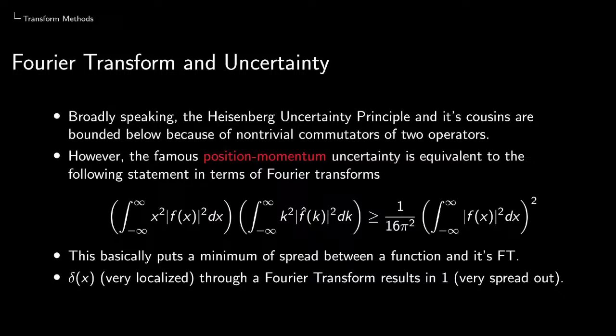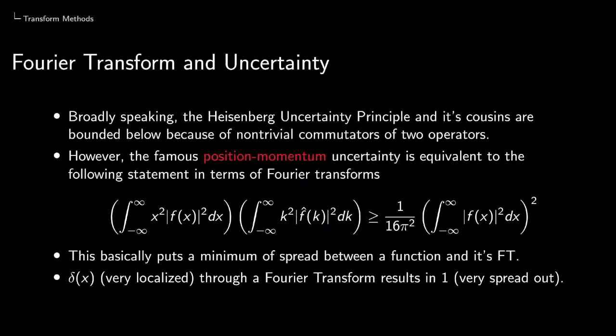This is certainly not universal, but it definitely applies to the position-momentum and the similar energy-time uncertainty that we have in quantum mechanics. That uncertainty can be expressed in terms of Fourier transforms. In its most fundamental form, we have a function f of x, its Fourier transform f hat of k, and we have two moment integrals, with x squared and k squared.